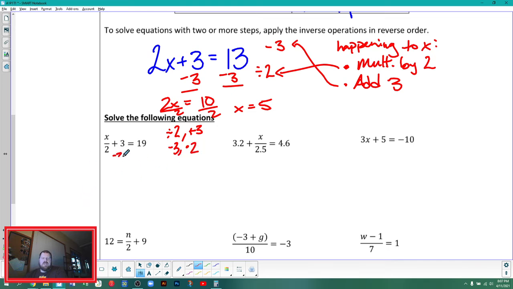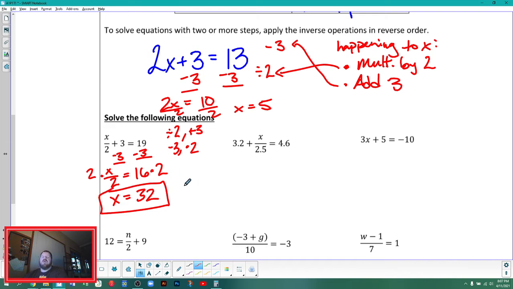So I'm going to subtract 3 on both sides, and we have x over 2 is equal to 16. And then I'm going to multiply by 2 because that's what I said I was going to do. So I go through that work and it gets me to where I want to be.